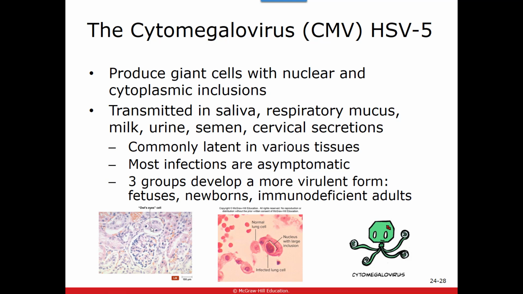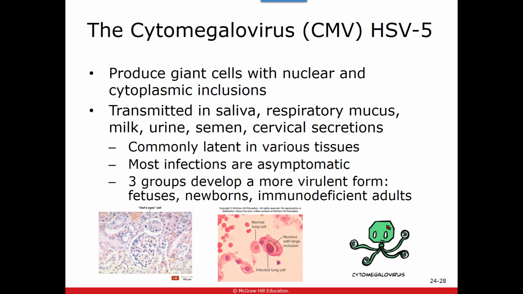Now, this particular virus is found in just about any bodily secretion that you can make. Saliva, respiratory mucus, milk, urine, semen, cervical secretions. Pretty much, if it's a fluid that can come out of your body, this is a virus that can be found in it. And so it's an extremely common virus. Luckily, most infections are asymptomatic. So you probably have it, but asymptomatic.